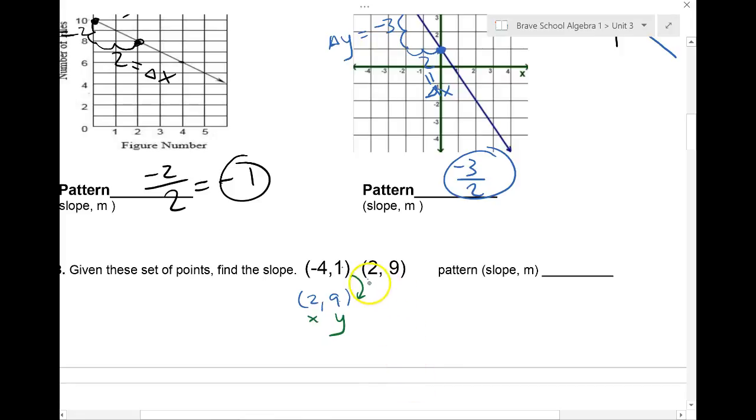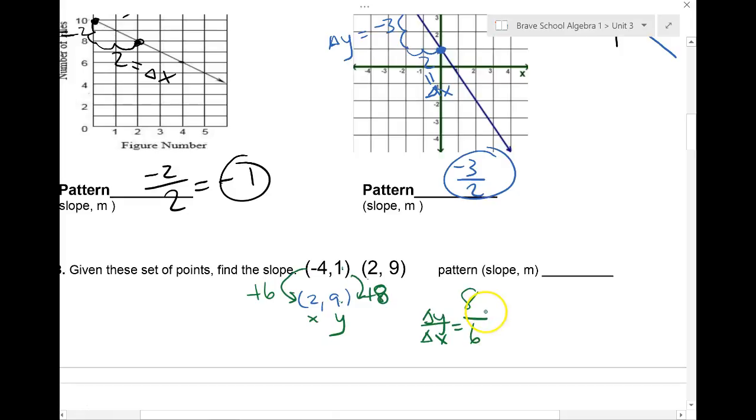That's going up the number line. And we're going up by 8. Going from 1 to 9, we're going up 8. So that's plus 8. That's the change in the y. Okay, so change in y, change in x. 8 on top. And here, we go from -4 to 2. We're going from negative to a positive number, so that is a positive change. And we're going up 6. So the bottom change in x will be 6.